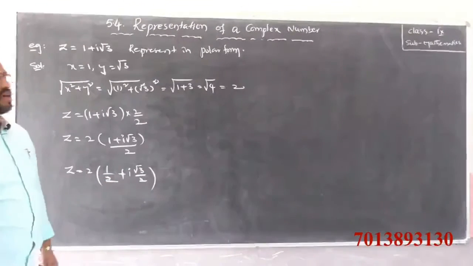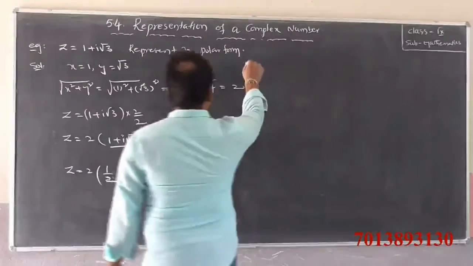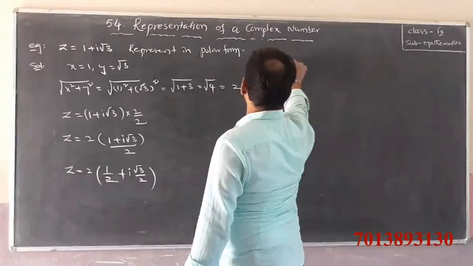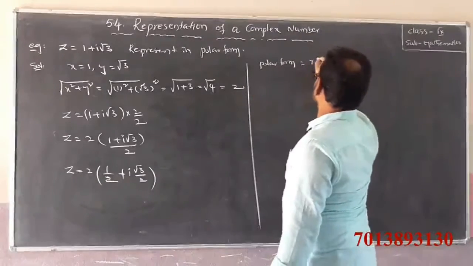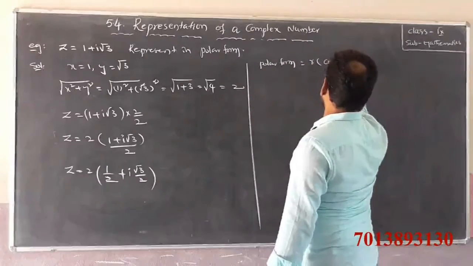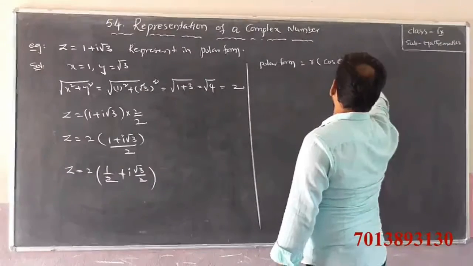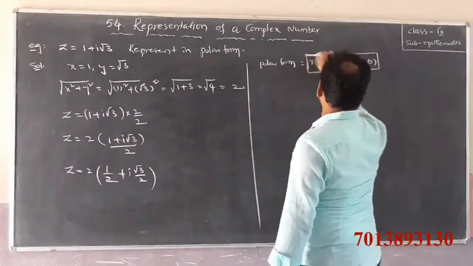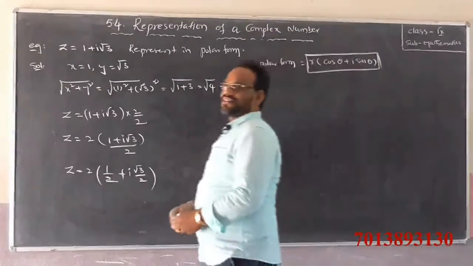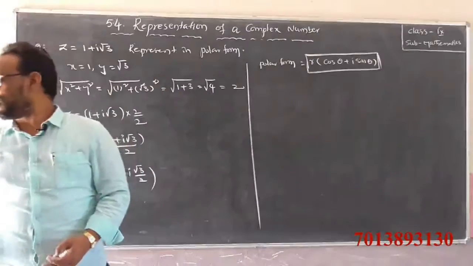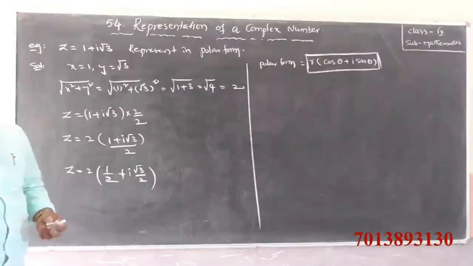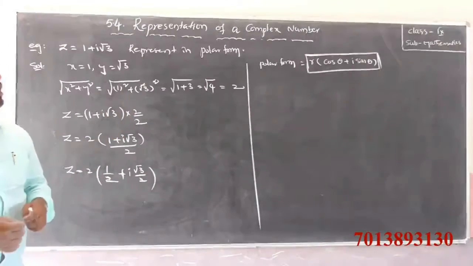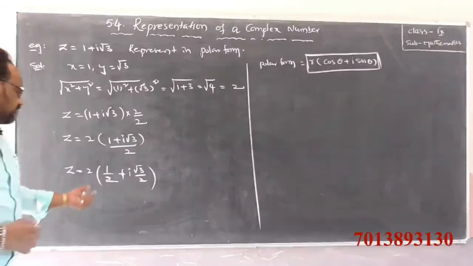So we know the polar form is r into cos theta plus i sin theta. This form is called the polar form. So this can be represented as r times (cos theta plus i sin theta).